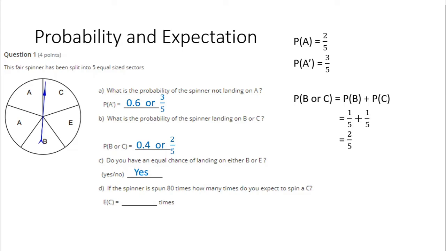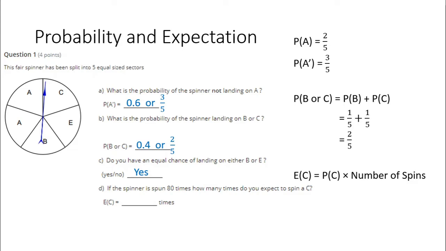Question D, if the spinner is spun 80 times, how many times do you expect to spin a C? Expectation is some number of times, as you can see from our answer line. So it's not going to be a fraction or a decimal. It is some whole number of times out of the 80. Now I wouldn't expect to get a C all the time, but I would expect to get it at least once. I would expect to get a C some fraction of the time.